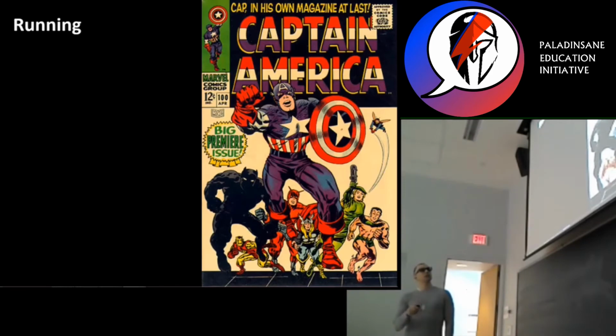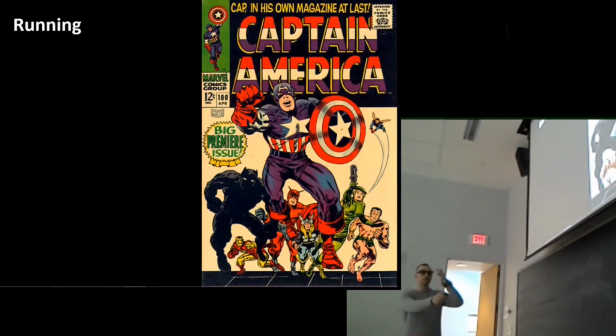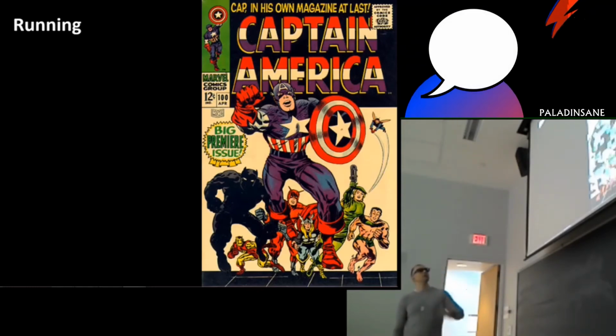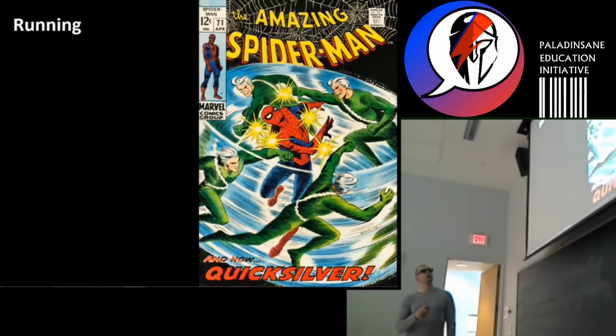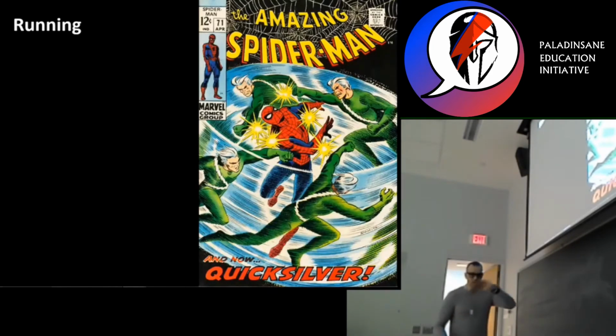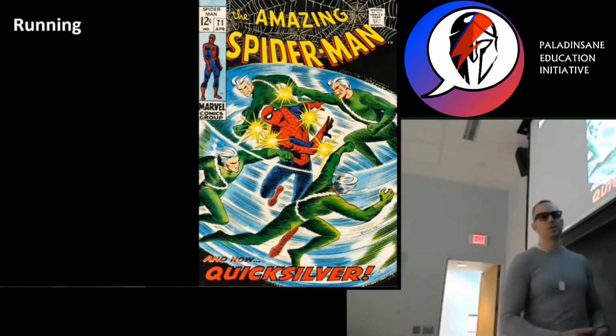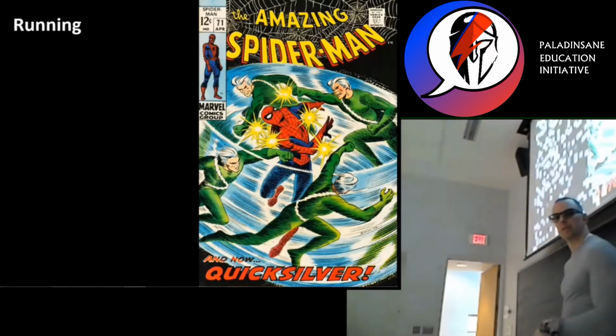In this case, we would analyze what pictorial devices were being used to show that, for example, Captain America is running. Here we have Quicksilver running around Spider-Man. So once again, we would code for literal devices, and we would code for metaphorical devices. In this case, you can see metaphorical action lines. You can see multiples here. And you can also see literal devices like positions of the arms and legs.